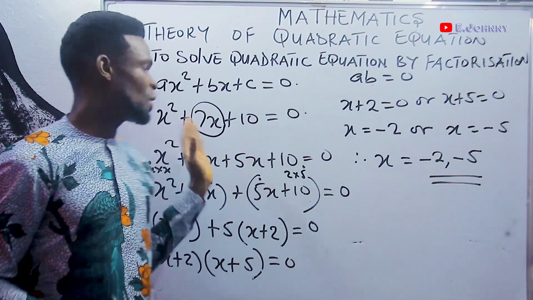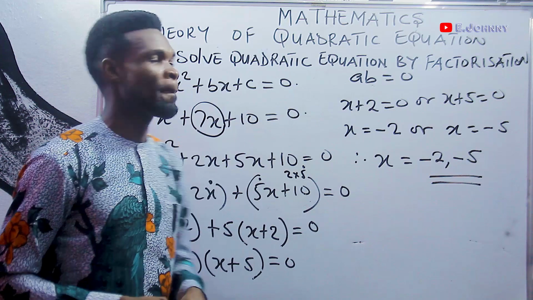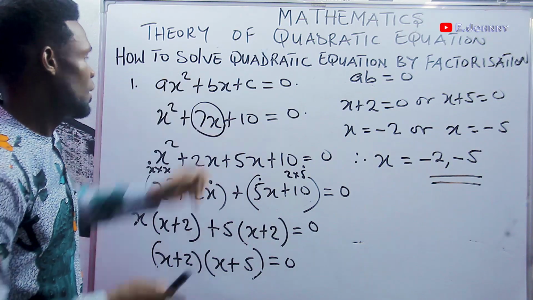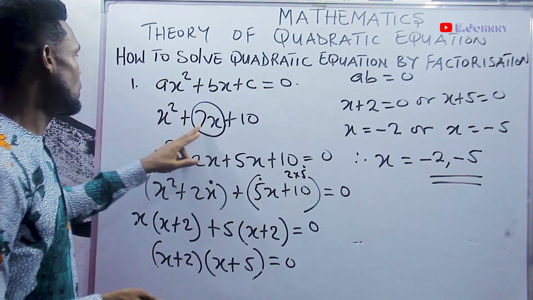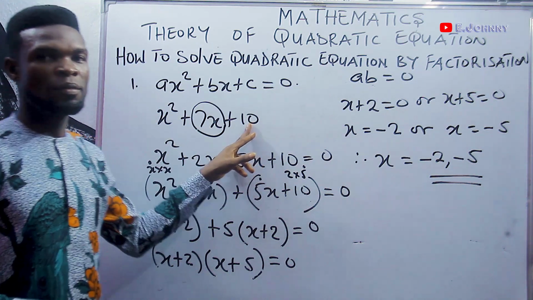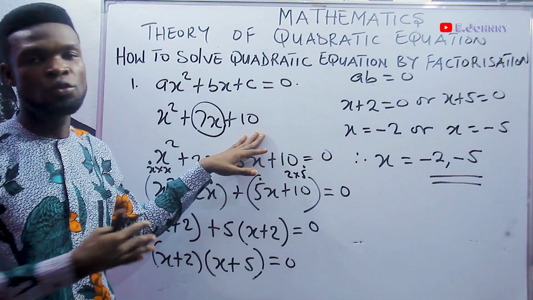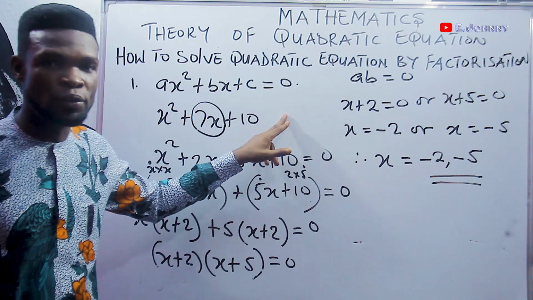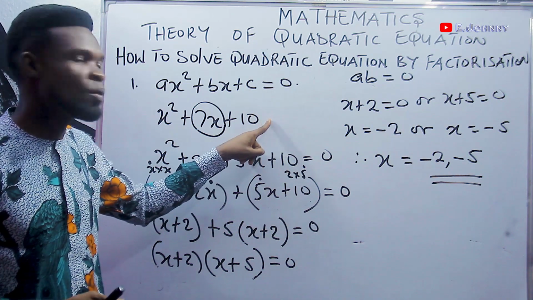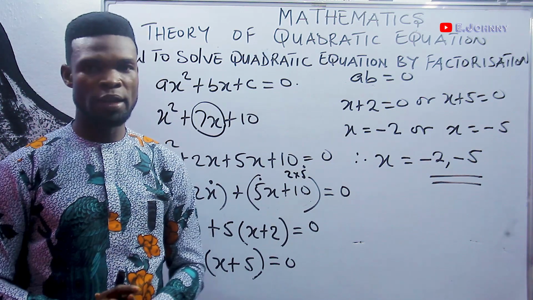I'm done with the problem. This is actually the answer, but let me explain something. You can be given a quadratic. Let's assume that it was like this: x squared plus 7x plus 10. You will not be asked to find the root of this equation. Remember what I said in the introduction, that you can only find the values of x if it is equal to 0. But at this point, it is not equal to 0. So what you do here is that you can only be asked to factorize.